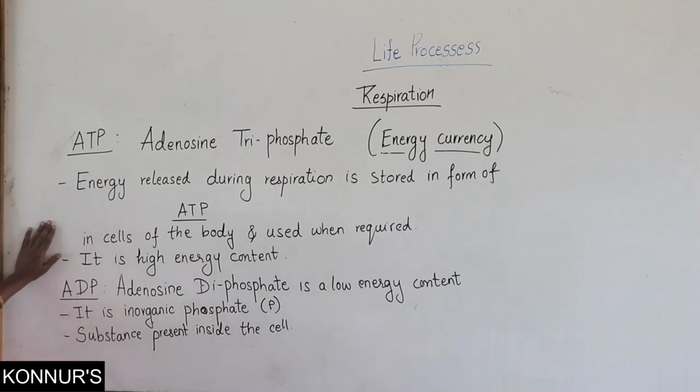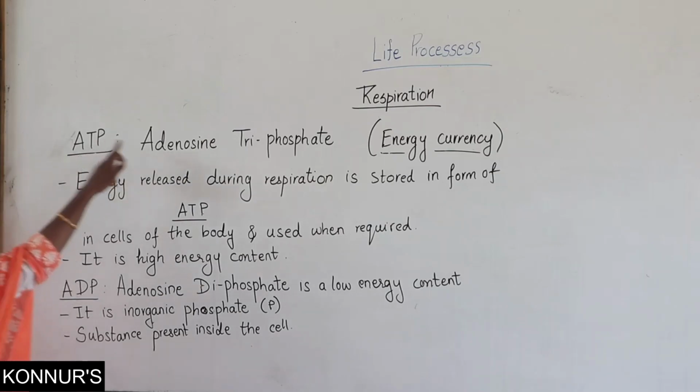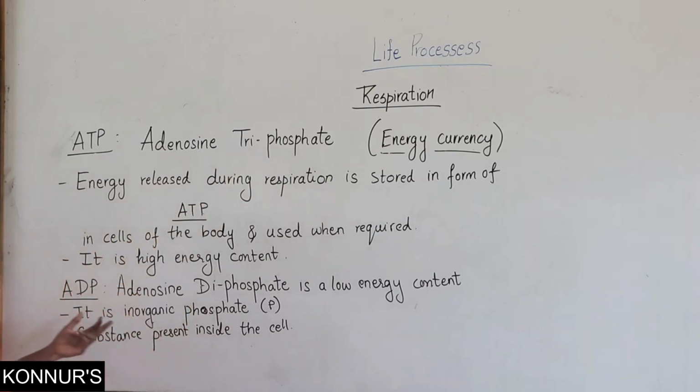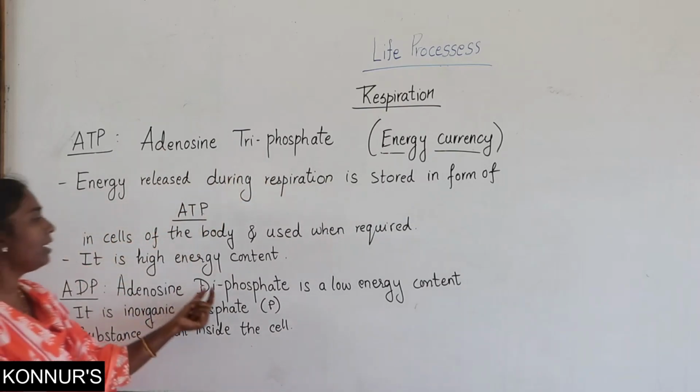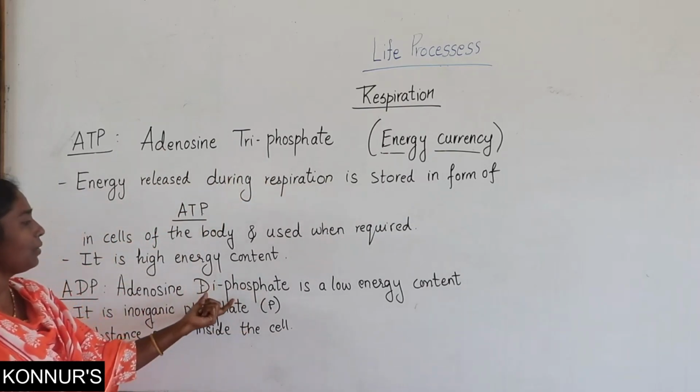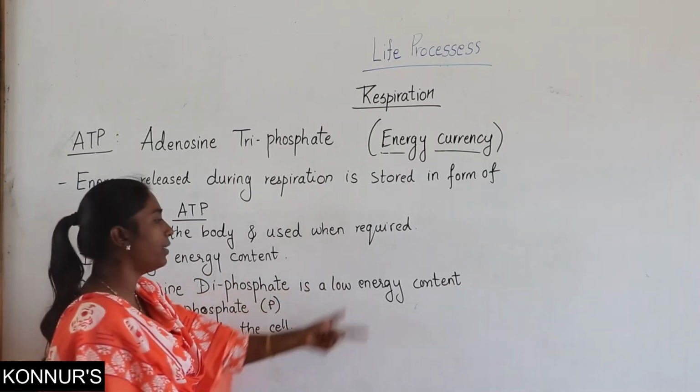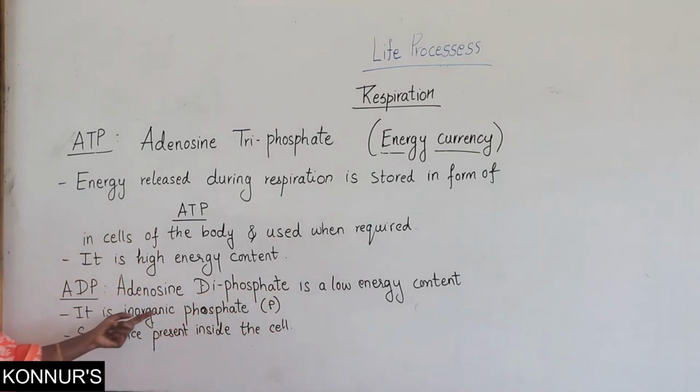Now one more word which we come across is ADP. Here, adenosine triphosphate, where 3 phosphates are present, and here, adenosine diphosphate. This adenosine diphosphate is of low energy content, and it is an inorganic phosphate, a substance present inside the cell.